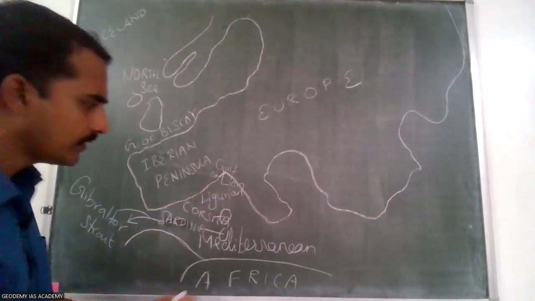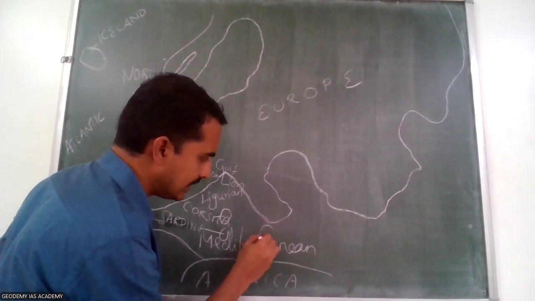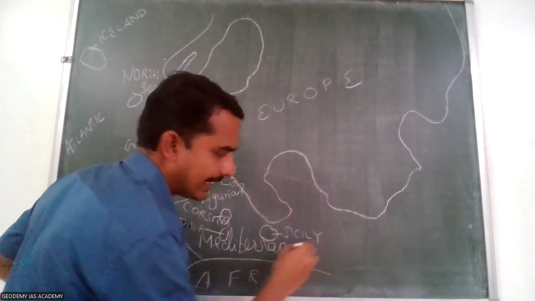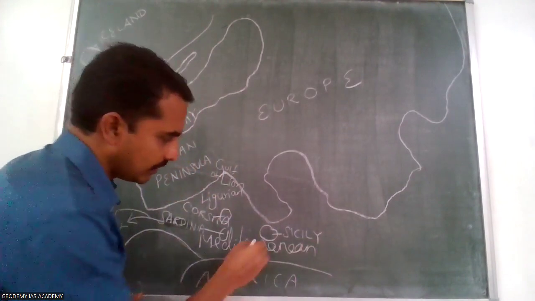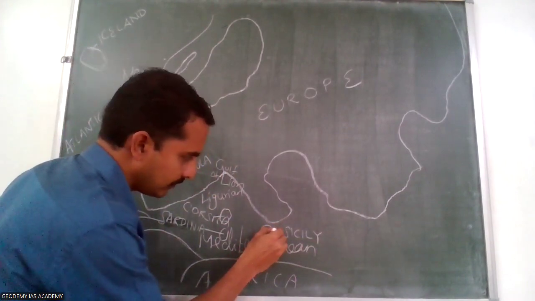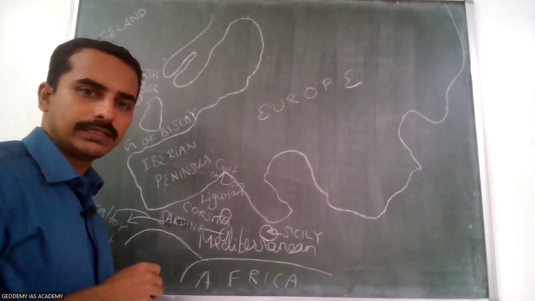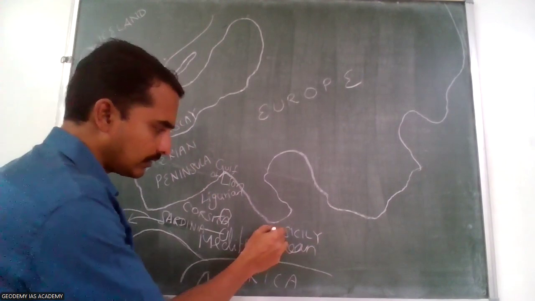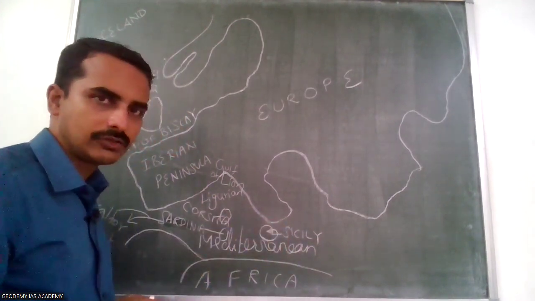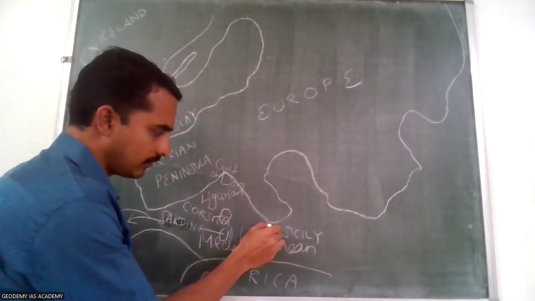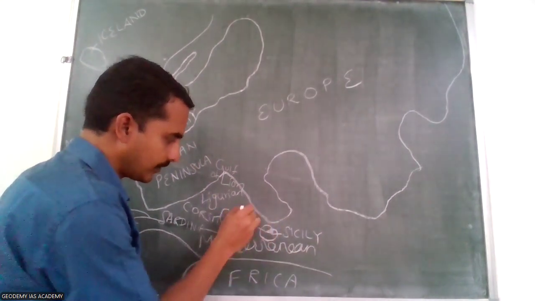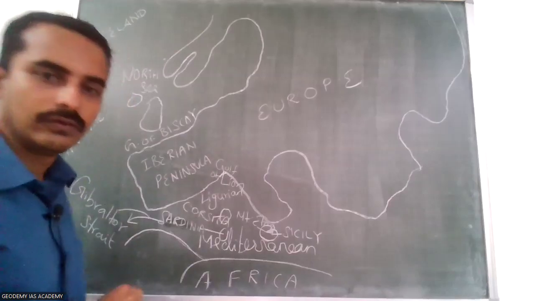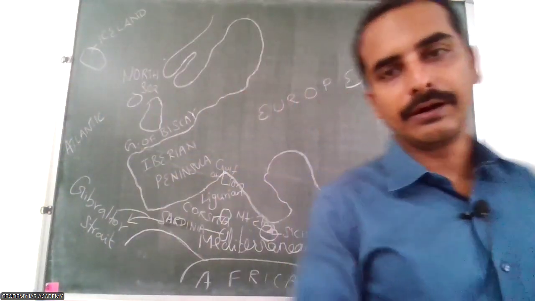Then here in the south of Italy is Sicily Island. Sicily Island is known for its active volcano, Mount Etna. You can refer to this in the NCERT book also. Mount Etna is one of the major active volcanic regions. It is located on Sicily Island, which belongs to Italy. Mount Etna, an active volcano.